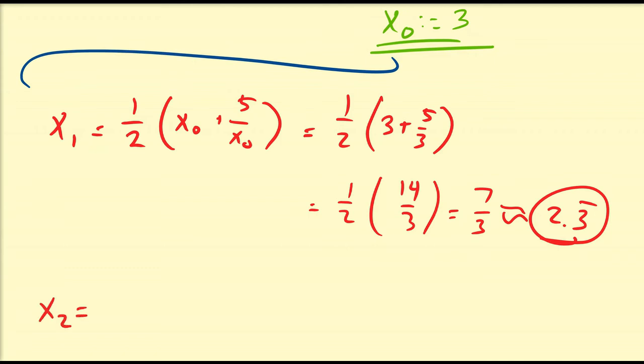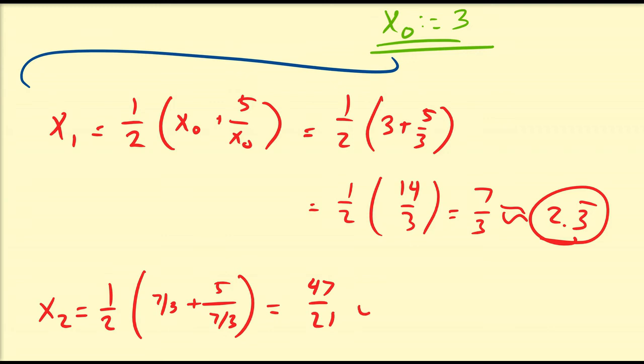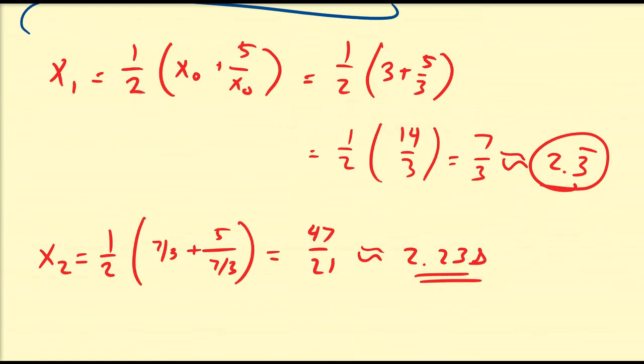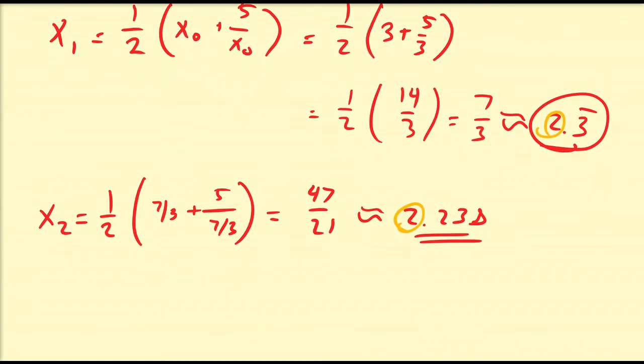Let's continue. So x2 is going to be equal to 1/2 times (7/3 plus 5 over 7/3). Again, using some mixed numbers, you can find that this is going to be equal to 47/21, which is approximately equal to 2.238. Right. So after 2 iterations, the only thing that is pretty much the same is 2. We haven't really got any convergence in the other decimal places. So let's continue.